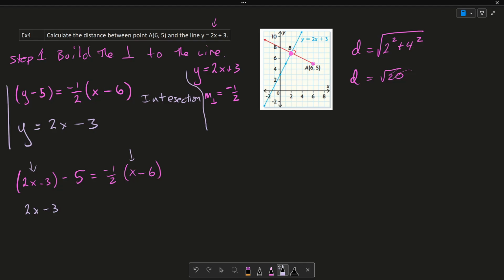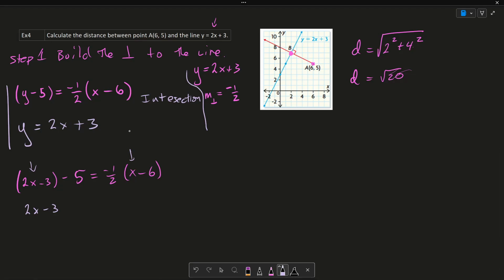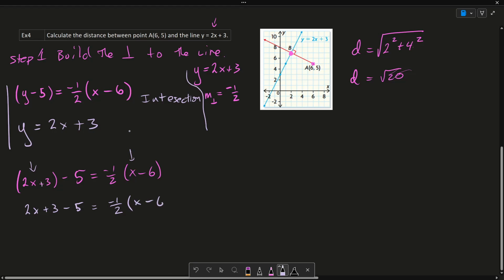Hang on a second, guys. Let's say plus 3 here. Plus 3, and a plus 3. This should be a plus 3 right here. Okay. Minus 5. We're covered. I almost messed that up here. And then we got x minus 6.